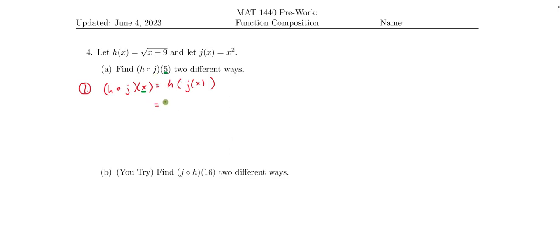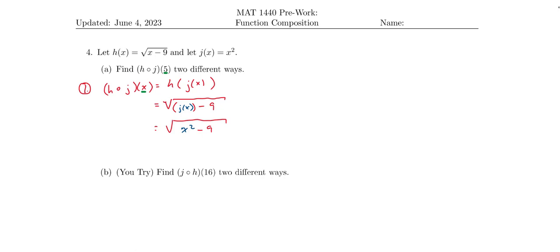So now I'm going to repeat what I had before. What was h of x? It's this function where we take the input independent variable, whatever it is, subtract 9 from it, and then take the square root of it. In place of the independent variable, we're going to put j of x. Well, what is j of x? The definition of j of x is x squared. And so now I've got the composition of these two functions. I've composed one with the other.